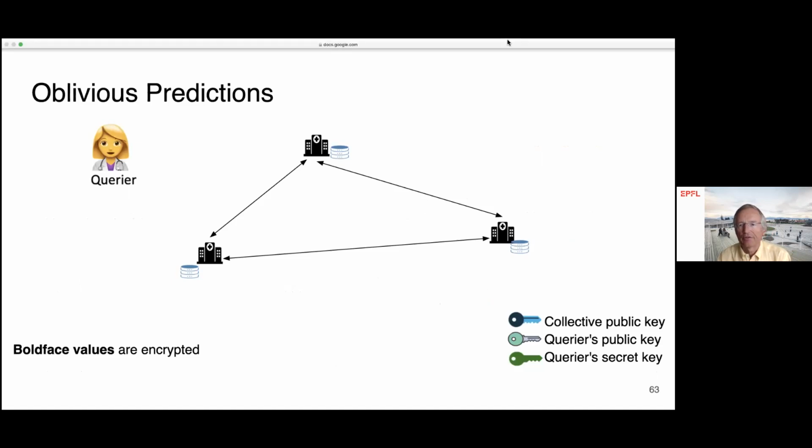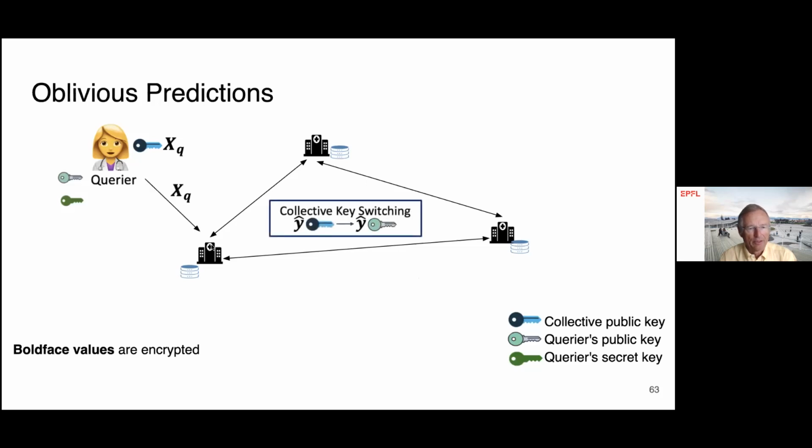For the sake of time, as there's not too much time left, I'm going to be a bit fast on the details of this specific scheme, but I think you get the intuition. So here is the querier. The boldface values are encrypted. So the querier generates a given request. Then there is a technique called the collective key switching in order to switch from the collective key of the system to the key of the querier, in such a way that the querier is in the position to interpret the results. So that's essentially what is shown here in terms of key operations.